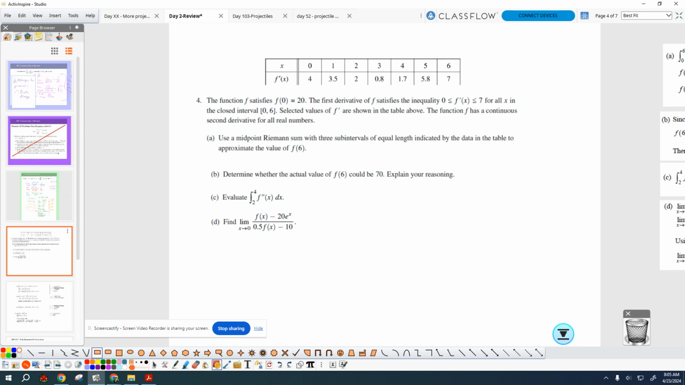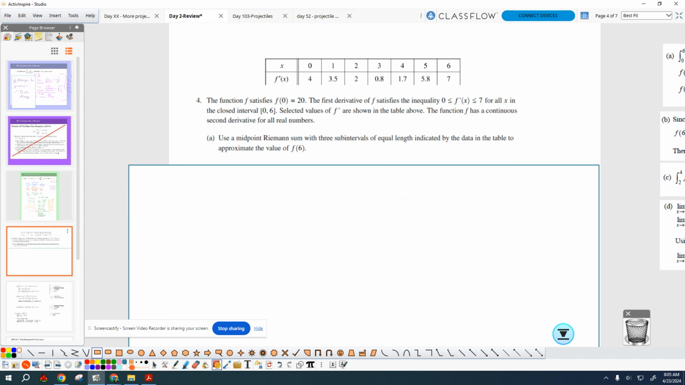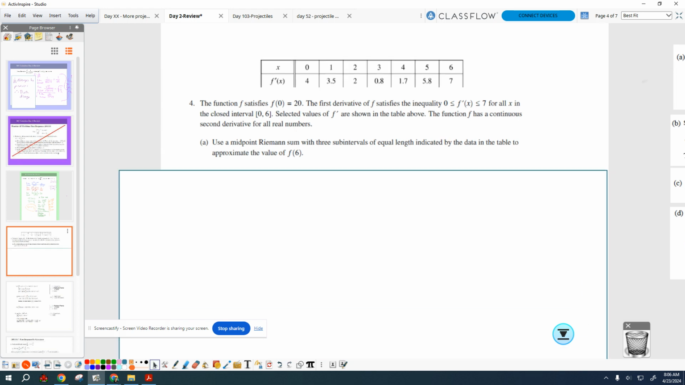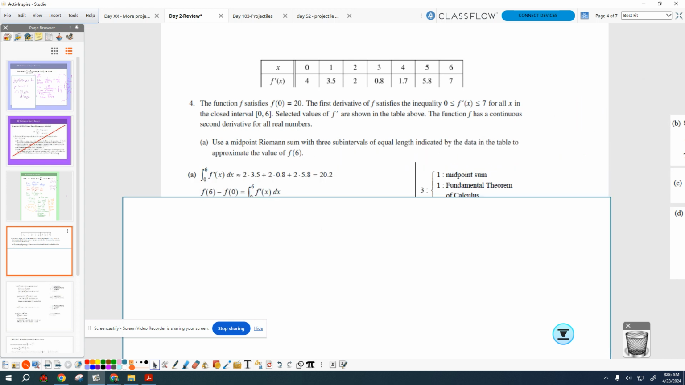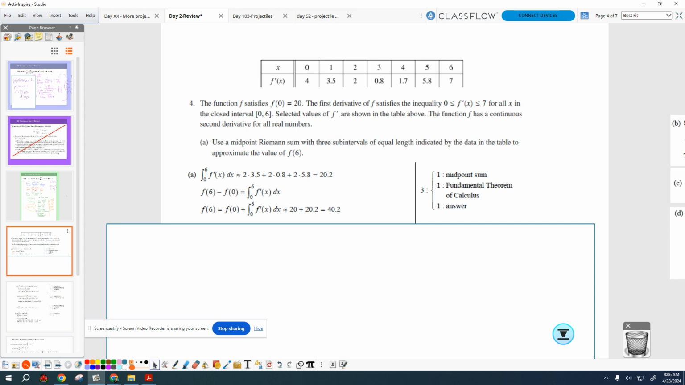If you can't figure out any particular one of these, please read through the rest of them because these are all standalone. So there's no double jeopardy to them. Use midpoint Riemann sum, 3 intervals of equal length. Midpoint. Midpoint. Sorry.